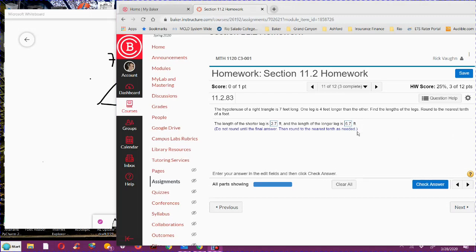Number 11 and 12, by request. I'm not going to do 11.3 at this point because that's for next week, and I'll probably do it on Sunday so I can post it for you early on Monday.